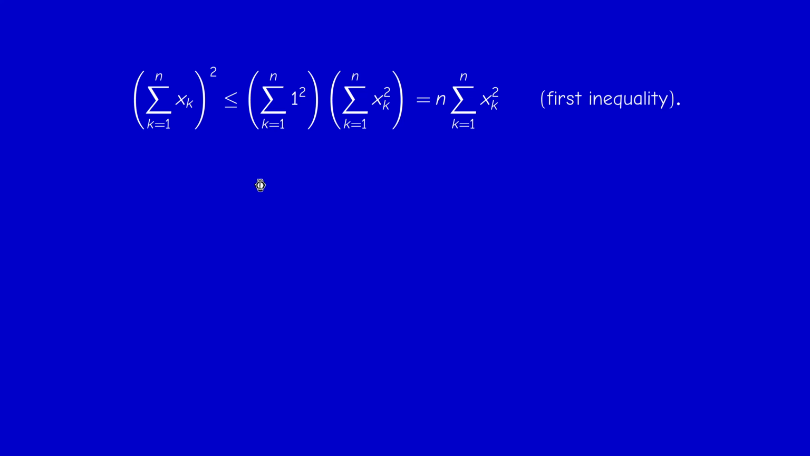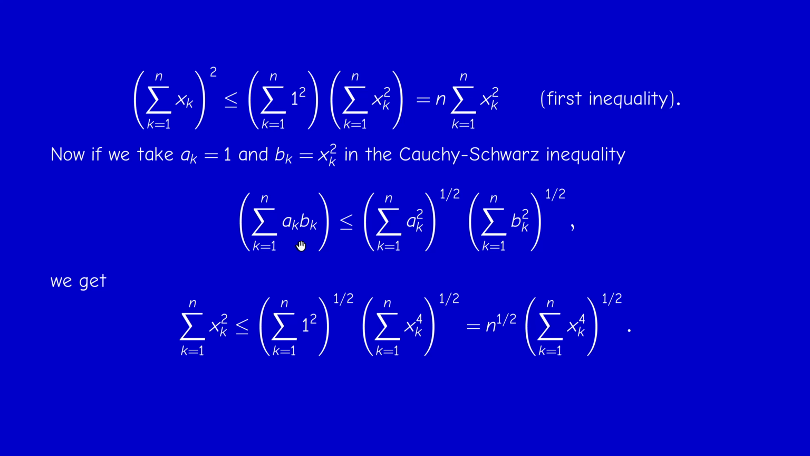The second inequality, consider the first form of Cauchy-Schwarz. And take now, again, a_k equal 1, but b_k equal x_k squared. So we get sum of x_k squared, this one. And this one is sum of 1 squared, which is actually n squared to the power 1/2. So n to the power 1/2.